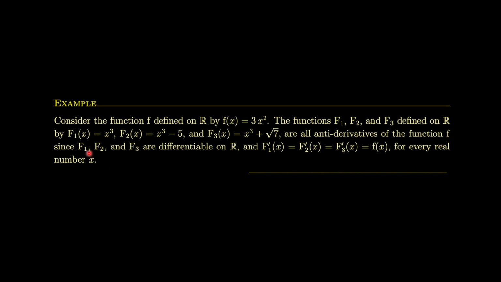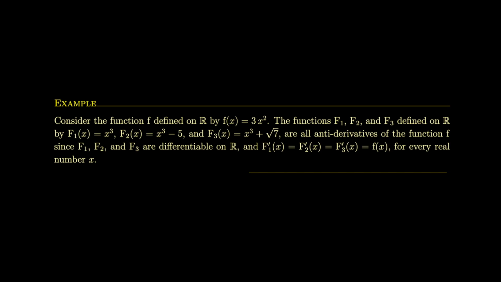Why is that? Because all these three functions that you see here are differentiable on R. Moreover, if I differentiate them at a given value x in R, the derivative of all of them at x is equal to f at x. So if you differentiate x cubed, it becomes 3x squared. If you differentiate x cubed minus 5, it becomes 3x squared. And the same is true for this one. But that's a very, very simple example.